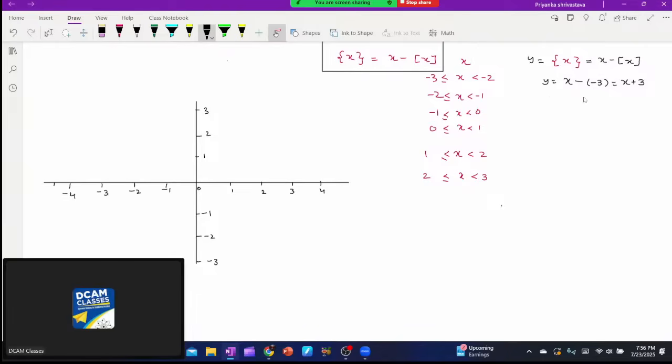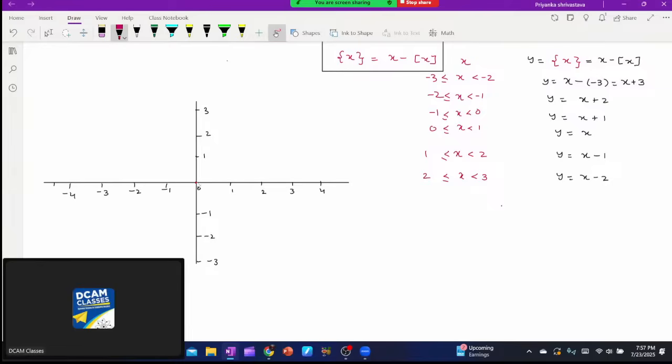Now we have to draw for x plus 2. Now it will be y is equal to x plus 1. This will be y is equal to x. This will be y is equal to x minus 1. Y is equal to x minus 2. Okay, then there will be 1, 2, 3, 4, 5, 6 straight lines.